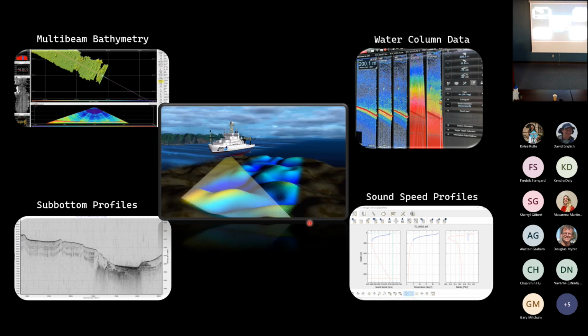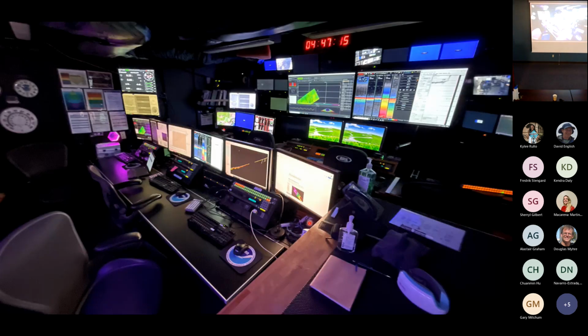So the types of data collection that were performed to support and meet these goals included the continuous acquisition of multi-beam bathymetry, water column data, sub-bottom profiles, and sound speed profiles. And I'll come back to why we collect sound speed information in just a second if you're not familiar with it. So all the work I did happened in this room here.